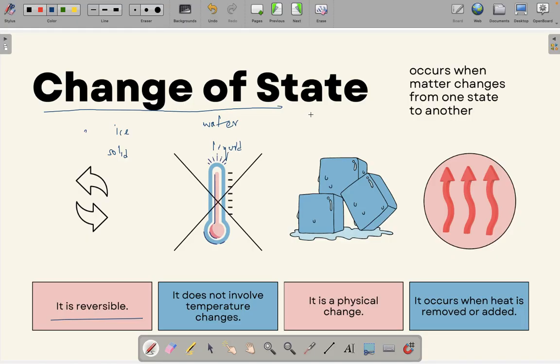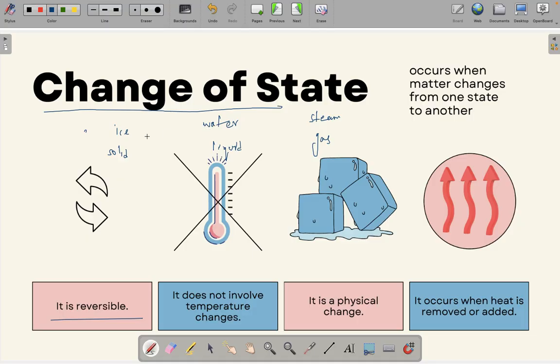And then you have steam. Steam is gas, right? So change of state means converting ice to water. How can you convert ice to water? By heating. Yeah, by heating you can convert ice to water, because if you boil, you'll get water to steam, right? So if you heat ice, you'll get water.